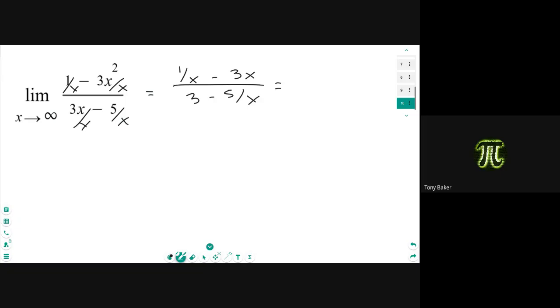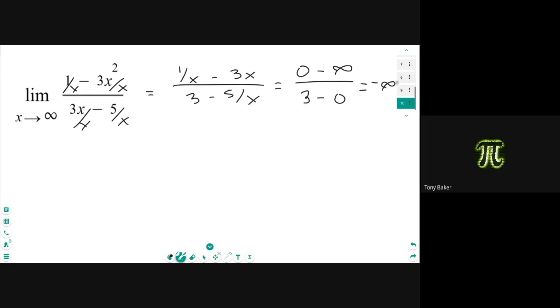So this is how I would typically see you guys writing this. Now, if I did the limit of each piece, 1 over x becomes what? 0. Negative 3x or minus 3x, that's going to go to what? Infinity. And then I have 3 minus 0, so that goes to negative infinity.